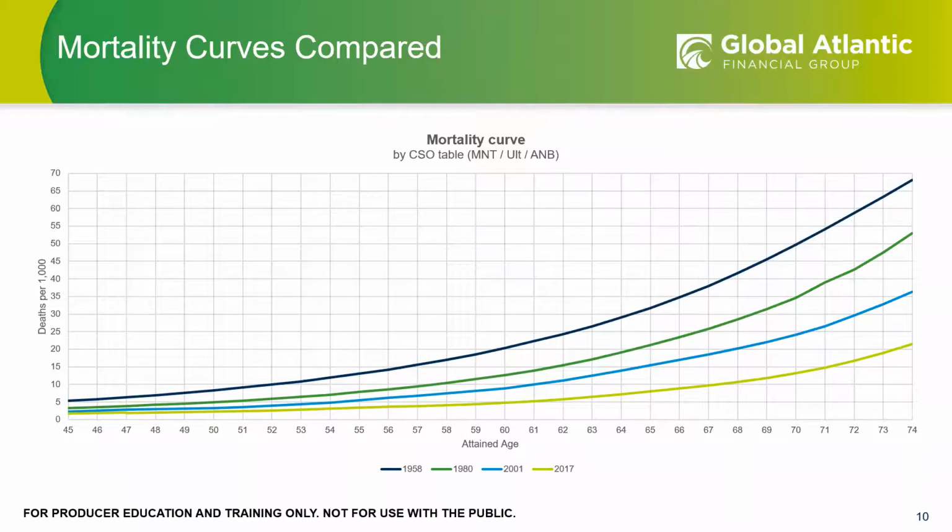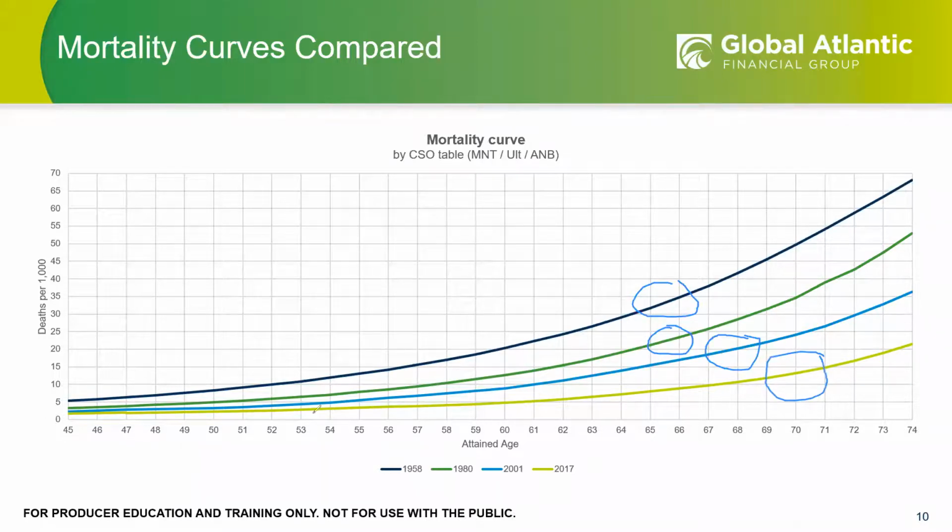So what you see here is deaths per thousand. It ranks them, so you've got the 1958 CSO, which is the dark blue line at the top, then you've got the 1980 CSO. The most recent CSO table that life insurance products were based on is this one here, the 2001, and then all products now must use the 2017.